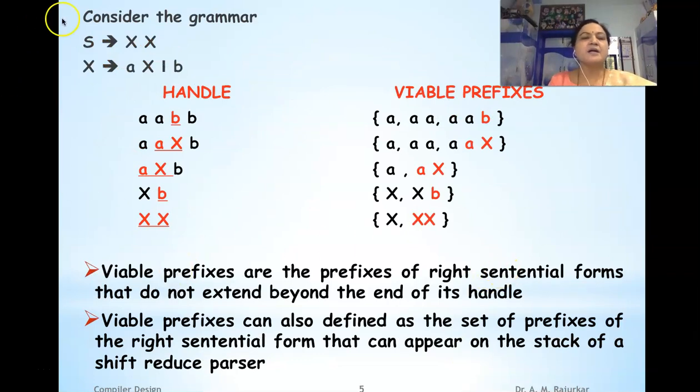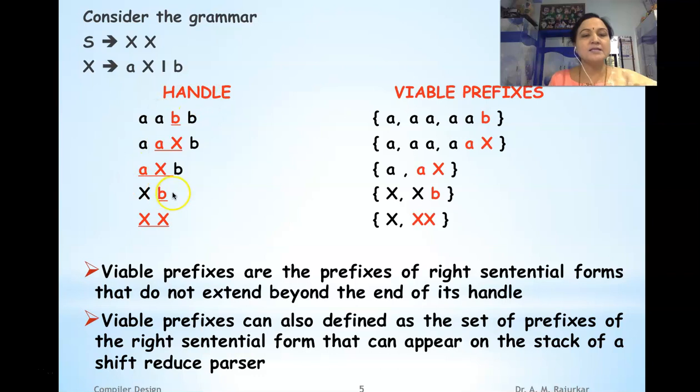So, consider the same grammar. We are going to see the concept of handles and viable prefixes in detail. The grammar is S tends to XX and X tends to AX or B. Now, what are the handles? Just now we have seen that the input is AABB. First we reduce B by X, so B is a handle. In the next step, AX we reduce by X, so AX is a handle. In the next step, this AX we reduce by X, so AX is a handle. At this stage, B is a handle because we reduce this B by X. And finally, XX we can further reduce by S, which is the start symbol of the grammar.